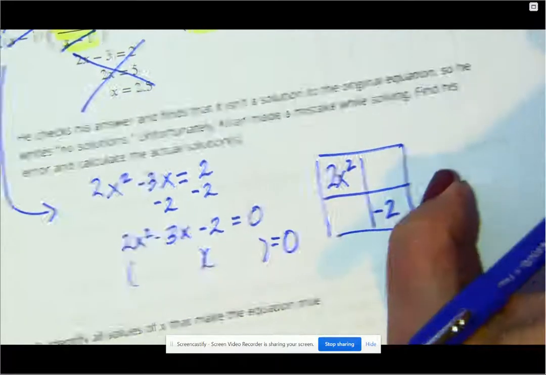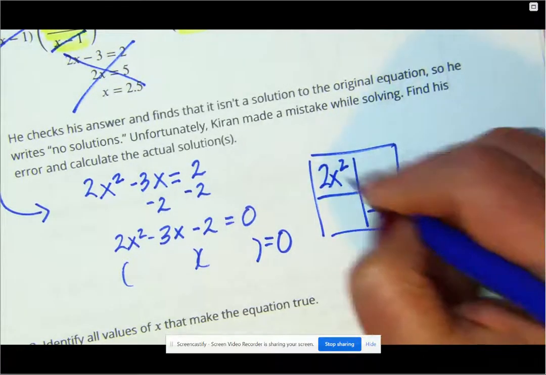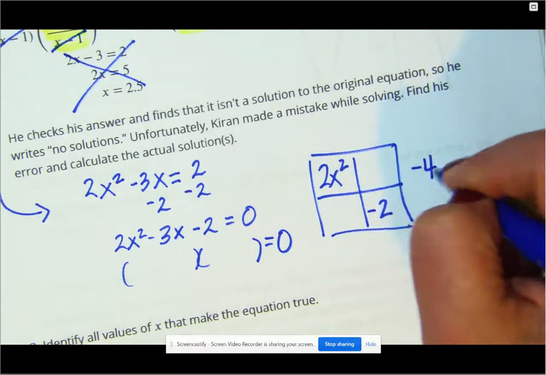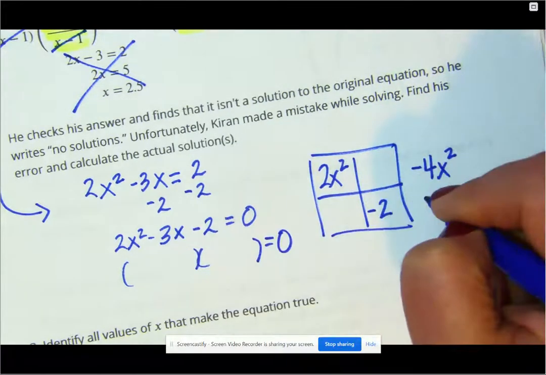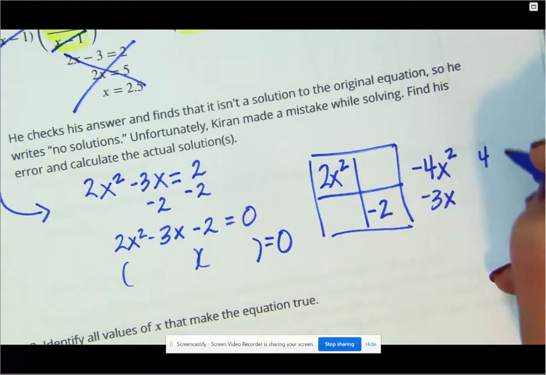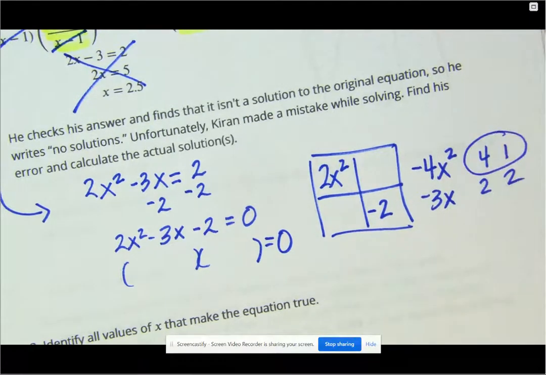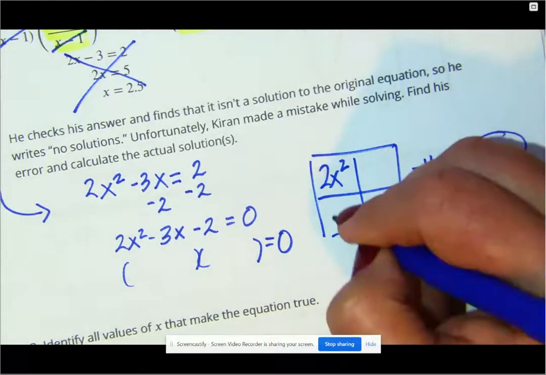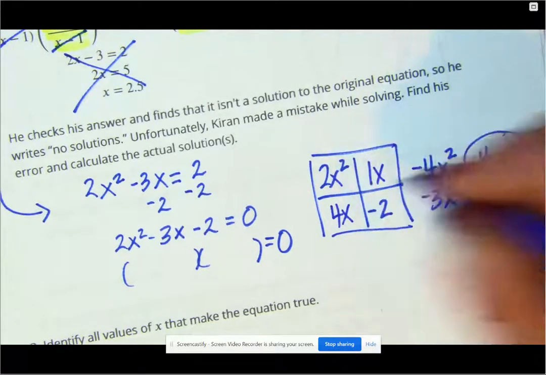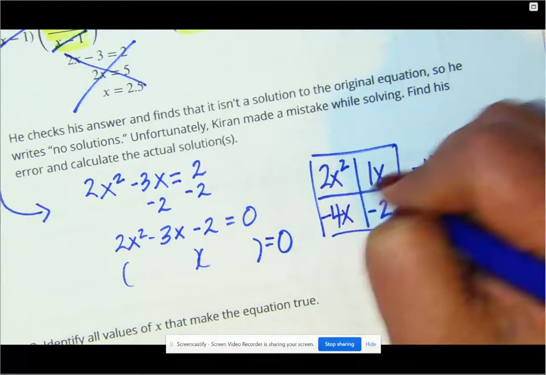Because this 2 comes into play, what two numbers multiply to this diagonal, which is negative 4x squared, but add to the middle? Again, what are my choices? 4 and 1, 2 and 2. 4 and 1 is the only one that can make a 3. 4x, 1x. This time I need it to make a negative 3, so the 4 is negative.